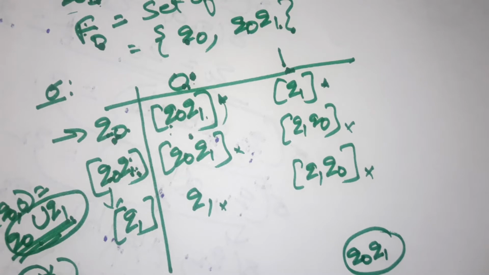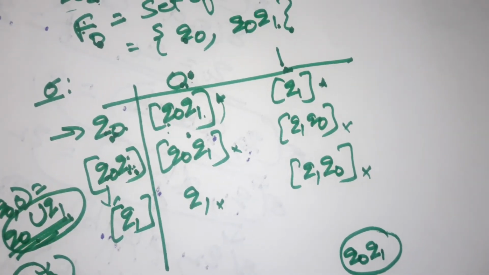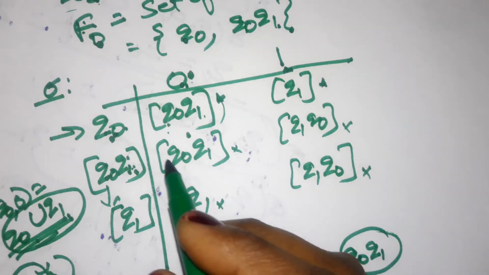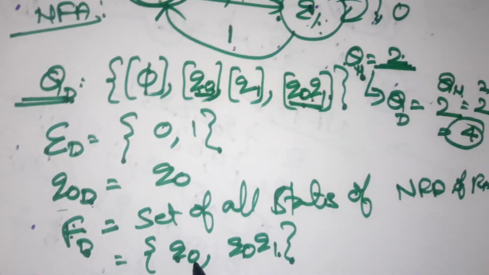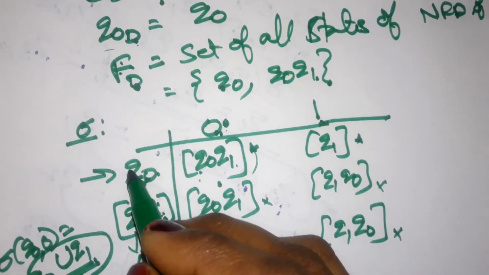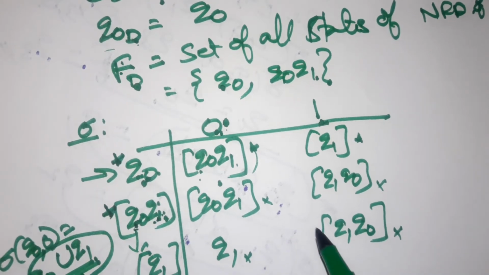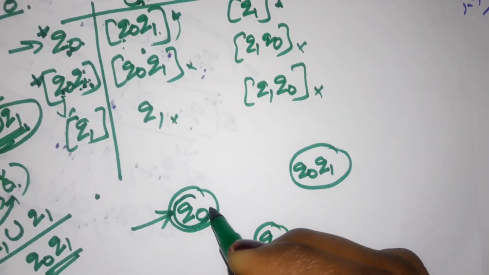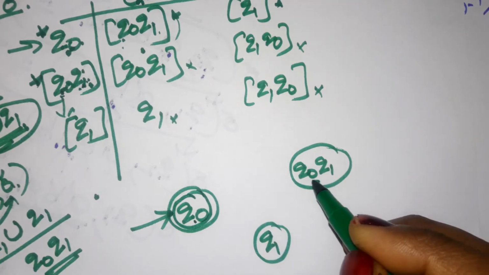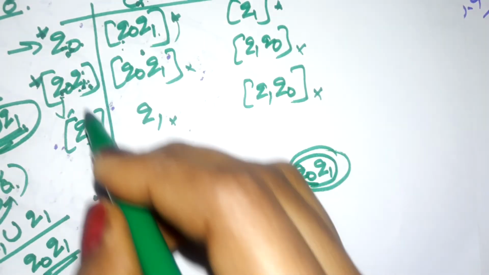Next, Q1 is the new state. Always consider that Q naught is the initial state. And we already discussed that wherever Q naught appears, that will become a final state. So Q naught is appearing here, so this is the final state, and any subset containing Q naught is also considered a final state. Next you need to draw the diagram.